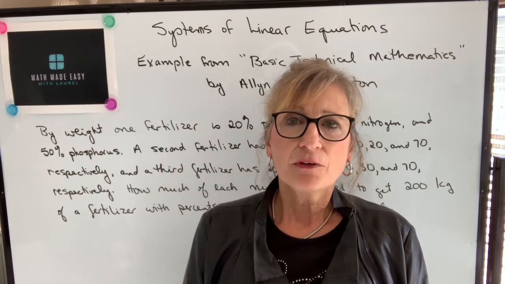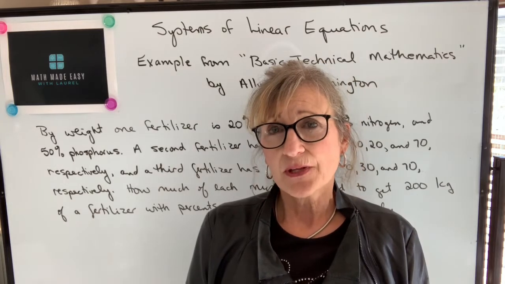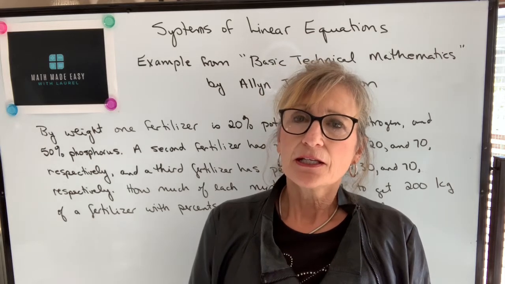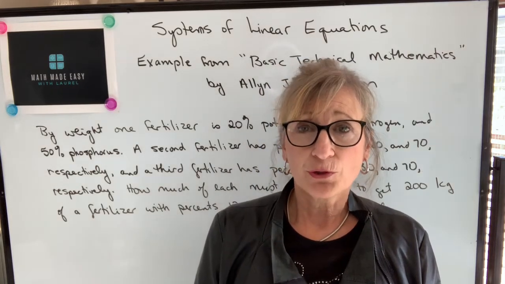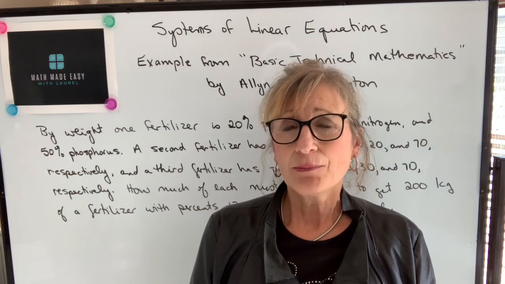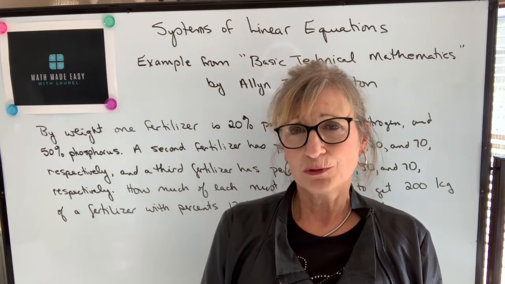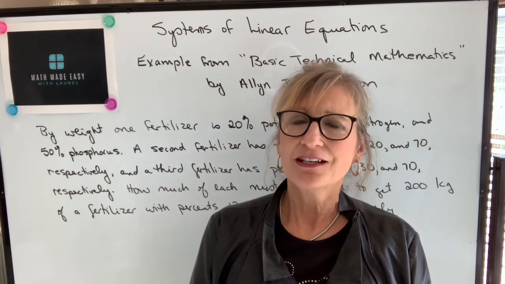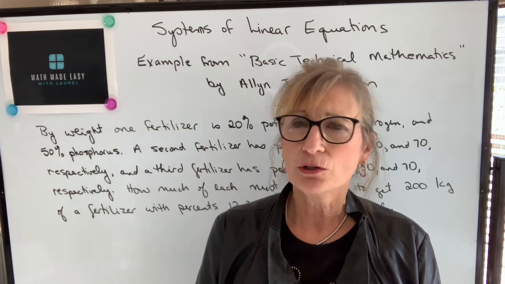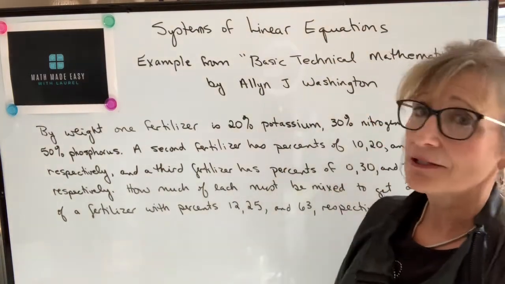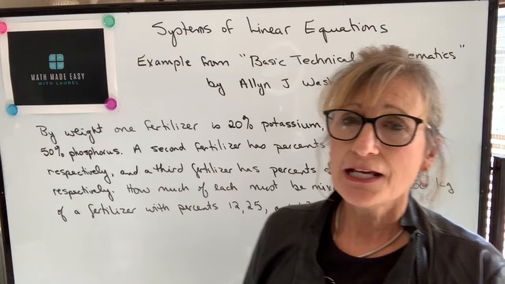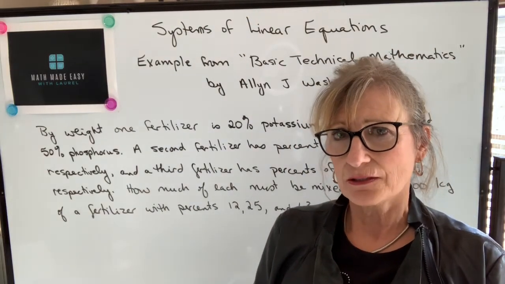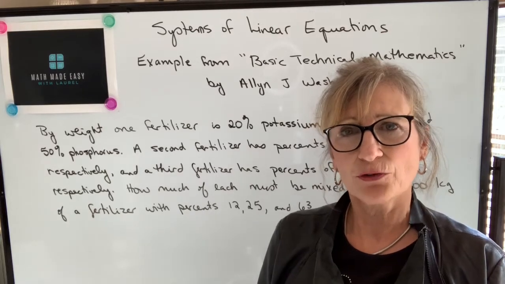So you might have a word problem that has two unknowns, and if you have two unknowns, you need to come up with two equations. You might have three unknowns, and therefore you're going to need three equations. I'm going to demonstrate one such problem, and I've picked one of the hardest, I think, from a textbook called Basic Technical Mathematics by Ellen J. Washington. And it's a good example of using a system of linear equations to find three unknown values.